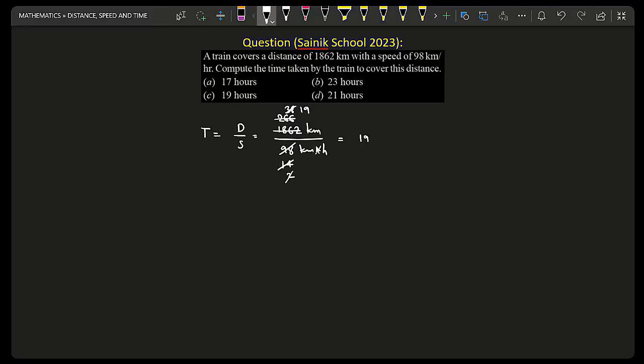Taking care of units, kilometer cancels. Denominator, per hour is there. If it becomes reciprocal, it will become hours. So 19 hours. Which option? So option C.